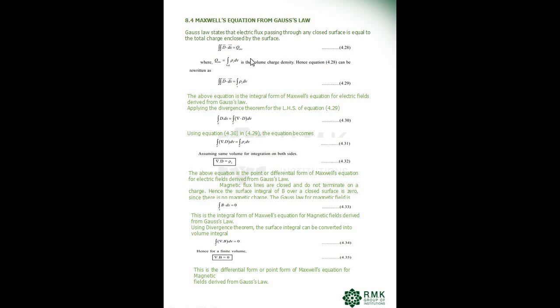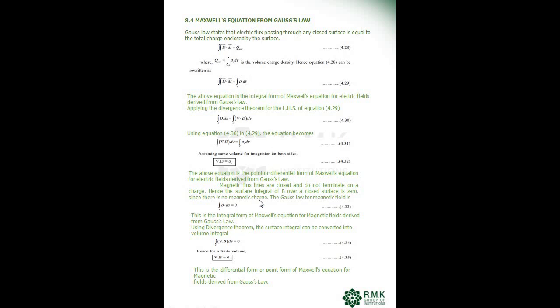What is Q? Charge, and in terms of volume charge density, Q is equal to the volume integral rho v dv. So equating the two here, you will get the volume integral del dot D dv is equal to the volume integral rho v dv. Cancelling out the integration symbols, you can write del dot D is equal to rho v. This is Maxwell's third equation.